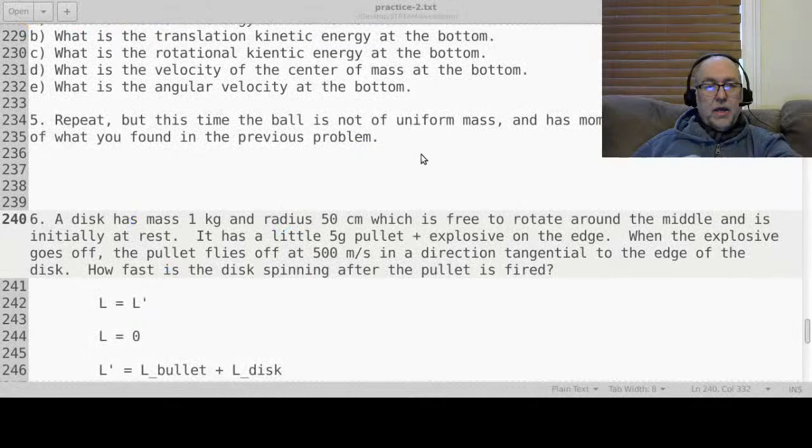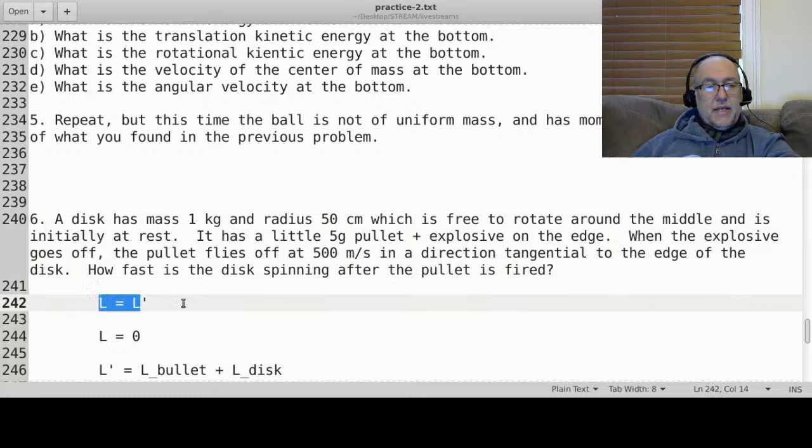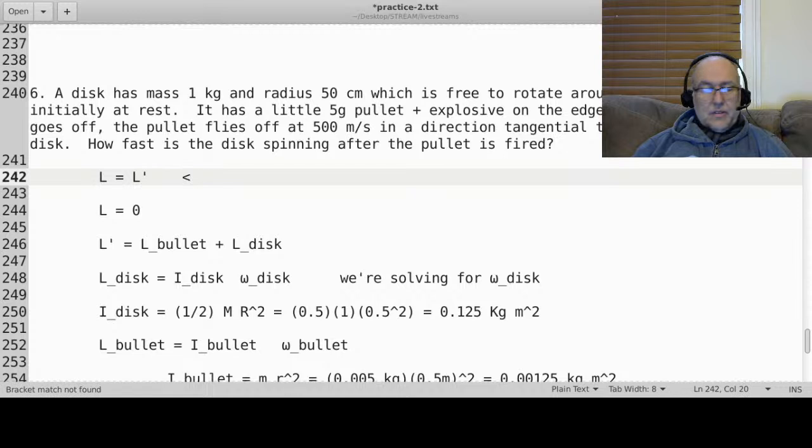First of all, it is a conservation of angular momentum problem. I just wrote that, and writing L is equal to L prime is not very illuminating. Basically, if you calculate the angular momentum before the explosion and the angular momentum after the explosion, they're the same. So this is basically conservation of angular momentum. That's part of it.